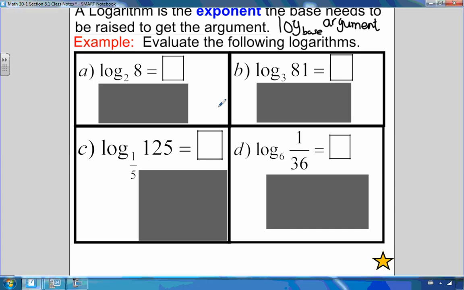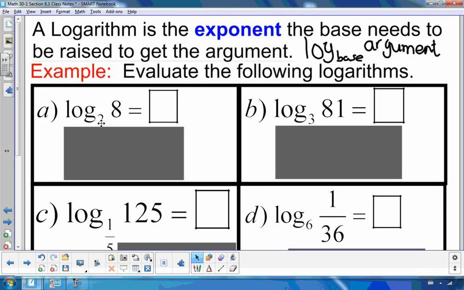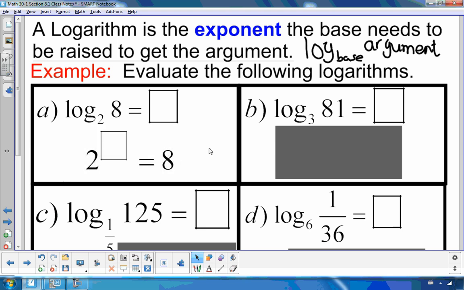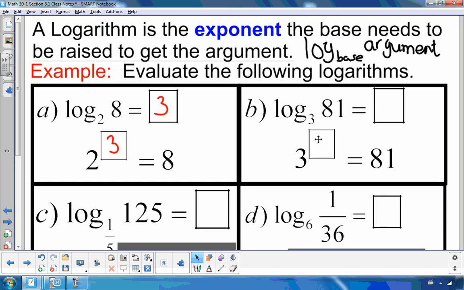Okay, but let's look at evaluating each of these. If I want to evaluate log base 2 of 8, it's basically saying to you, 2 to what exponent gives me 8? Well, using my powers of 2, I know that 2 cubed is equal to 8. So that means log base 2 of 8 is 3, because logs are inverses of exponents. So the answer is the exponent. Looking at this next one, log base 3 of 81 is asking you, 3 to what exponent gives me 81? Looking at my powers of 3, I know that 3 to the exponent of 4 gives me 81. So log base 3 of 81 is 4.